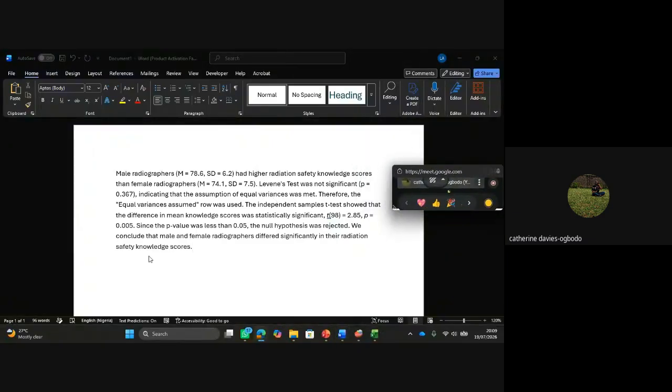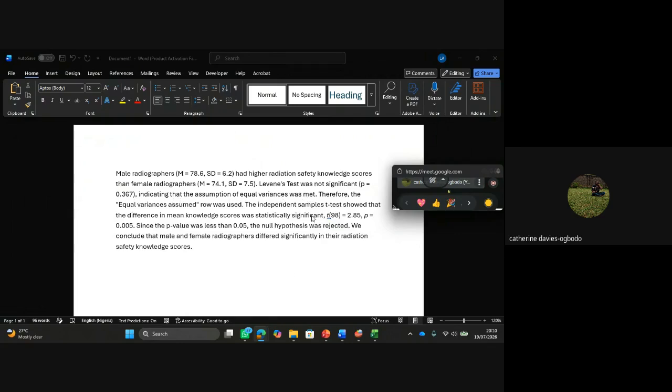It says that this is not the same. I don't think it's the same data. It's not the same data. But we can try to do something like that for the one that we just got now. So it says that male radiographers, with their mean being 78.6 and their standard deviation being 6.2, have higher radiation safety knowledge scores than female radiographers, with their mean being this and their SD being 7.5. Levene's test was not significant because it was 0.37, indicating that the assumption of equal variance was met.